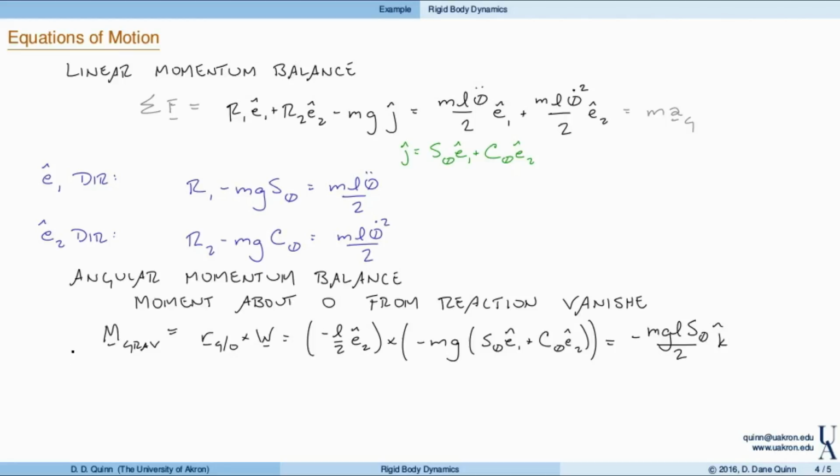So, angular momentum balance: the sum of the moments about point O is equal to, well, this is the only moment, minus mgl over 2 sine of theta in the k direction, is the moment of inertia. Well, for a bar, the moment of inertia about the end is ml squared over 3 times the angular acceleration, which is theta double dot, in the k direction.